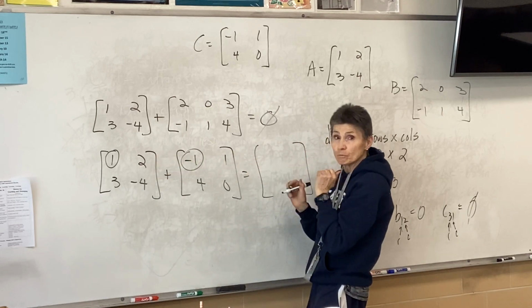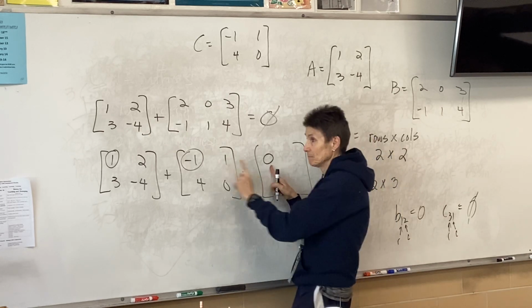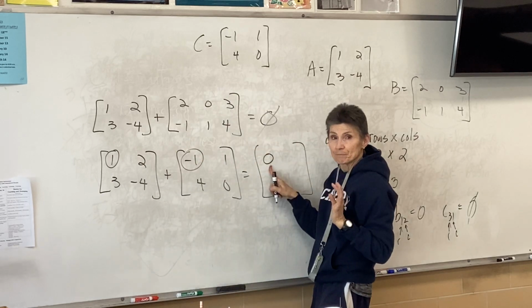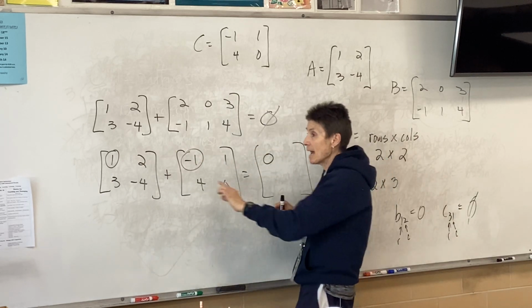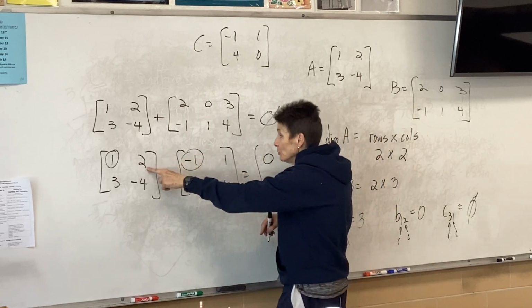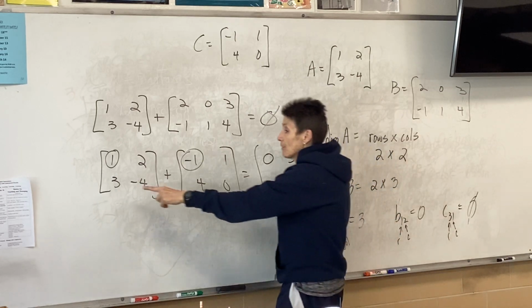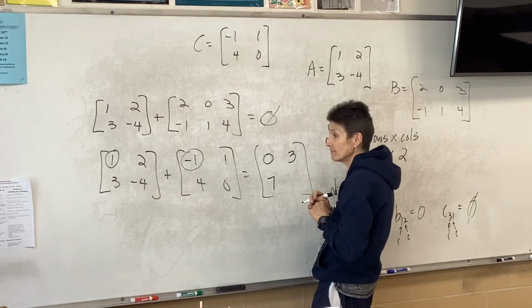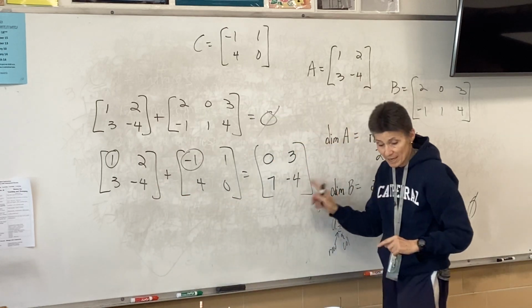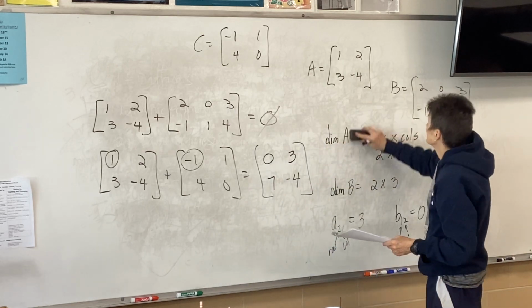So 1 and -1 would be 0. I put my answer in that same spot. Top left, top left, top left. Okay? Now I'm going to add top right, and put it here, top right. So 2 and 1 makes 3. 3 and 4 makes 7. And -4 and 0 makes -4. And there is the answer to the question. That's all there is to it.